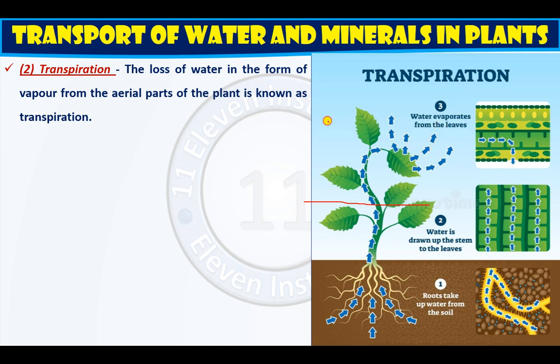The amount of water here is less in the cells that are present over here and the amount of water in the cells present over here are more. So there is a difference in the pressure of water or in the amount of water. So water will move from higher concentration to lower concentration.